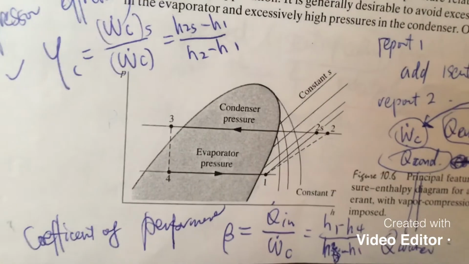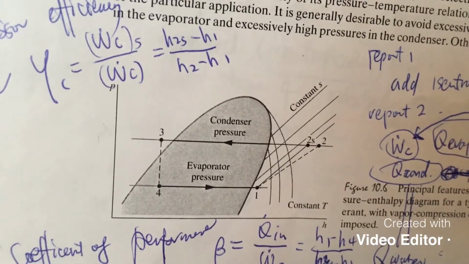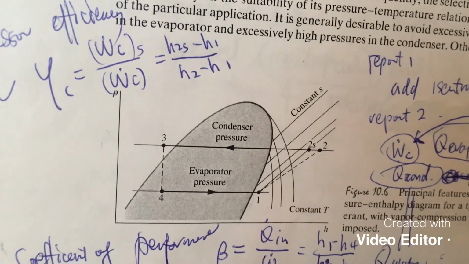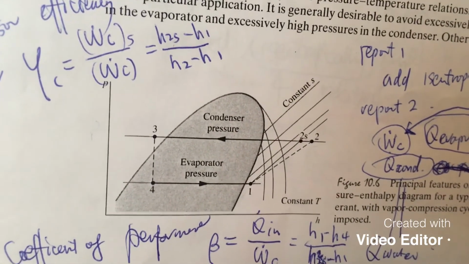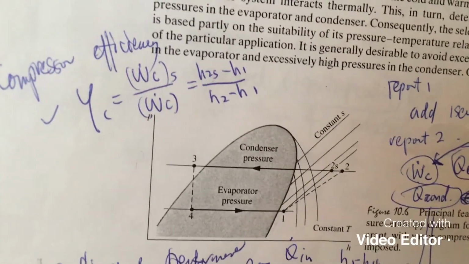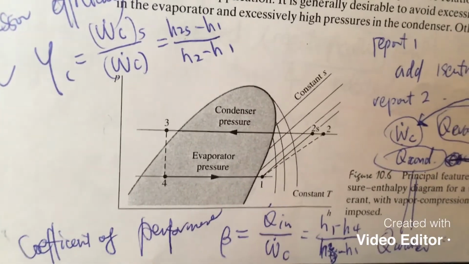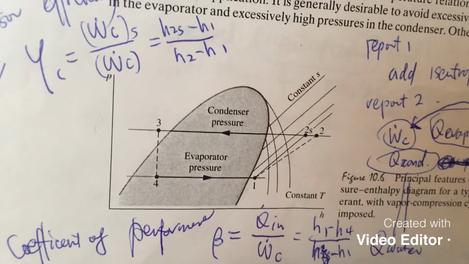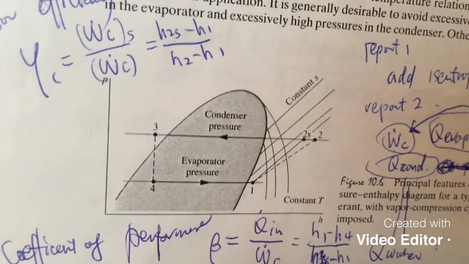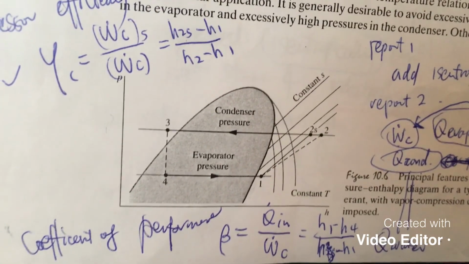So three things you need to calculate, find from this lab: first one is the mass flow rate of the refrigerant. The second is the compressor efficiency. The third is the coefficient of performance. So after this measurement, after this lab, you will have an understanding of the refrigeration system.